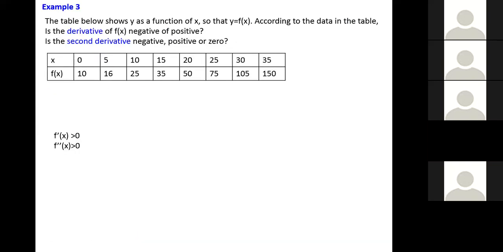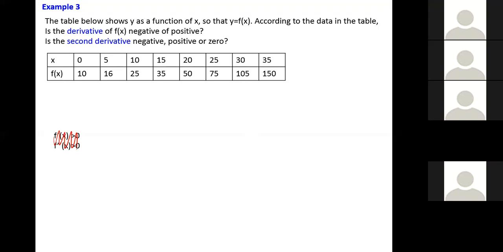Okay, now I think we shouldn't have this. Okay, that's it. Now we know how to deal with the graphs. Now let's look at how we can deal with the values from the table. Okay, the table below shows y as a function of x, so the function is defined as y equals f of x. According to the data in the table, is the derivative of f of x negative or positive? And is the second derivative negative, positive, or 0?